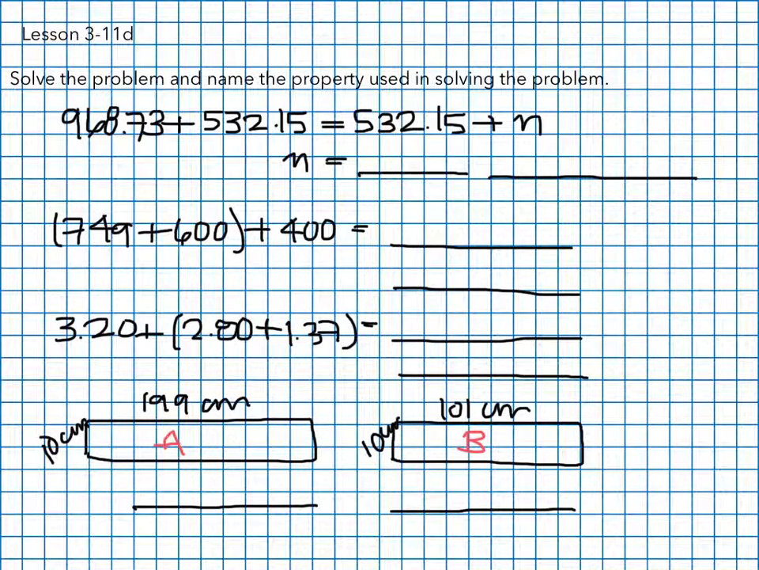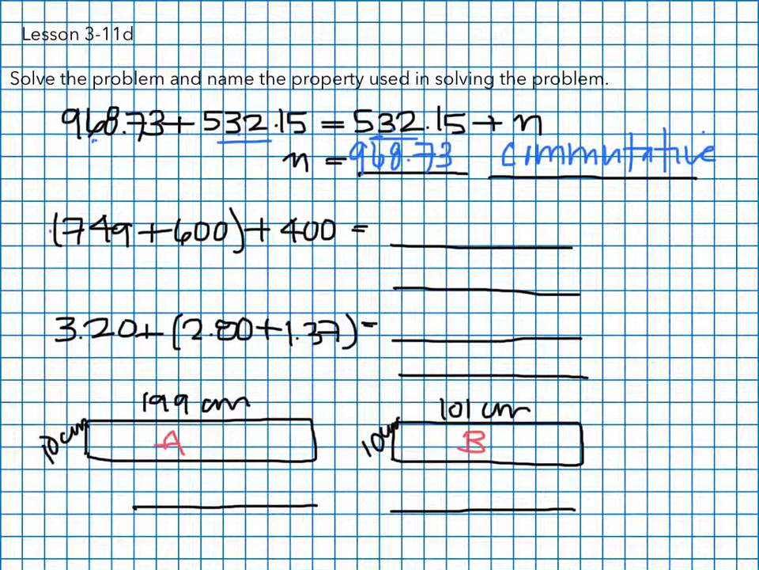Hopefully, ladies and gentlemen, you've taken some time to work through the problems, and now you have responses both for the answer and then what property you used to solve the problem. Our first one that we're going to look at, we have 968 and 73 hundredths plus 532 and 15 hundredths is equal to 532 and 15 hundredths plus n. So our question is, what is n? Now hopefully, you know that this number here is the same as this one. So what's missing, n, is 968 and 73 hundredths. And the property that we use to solve that is the commutative property.